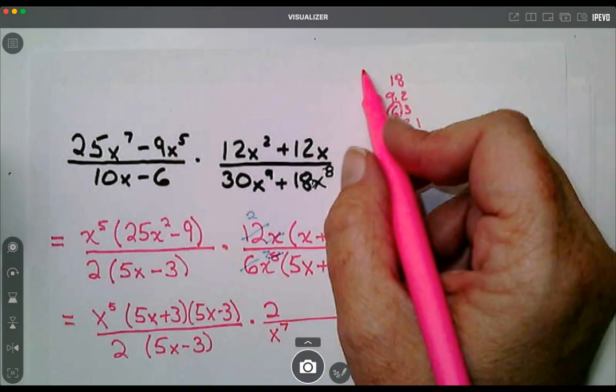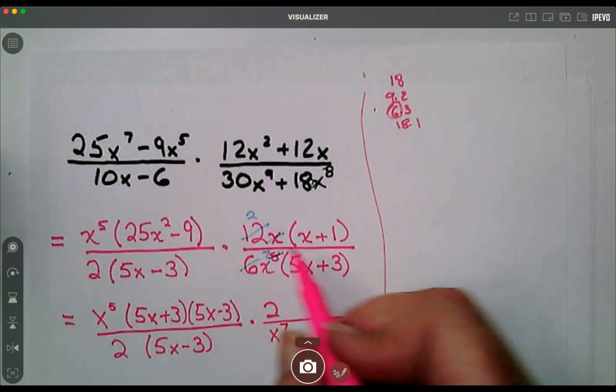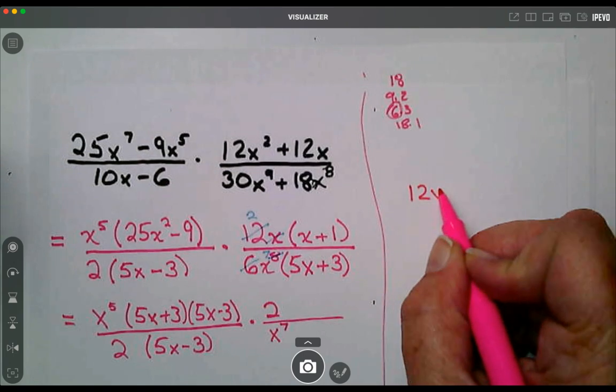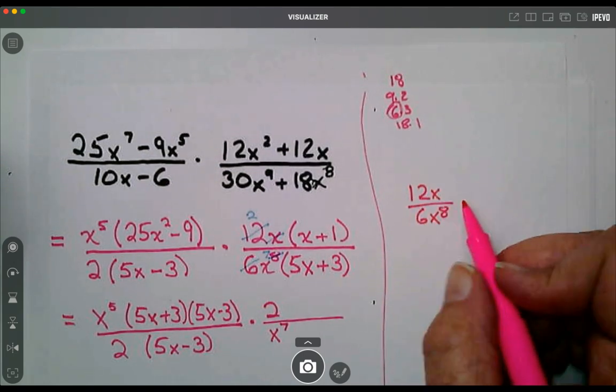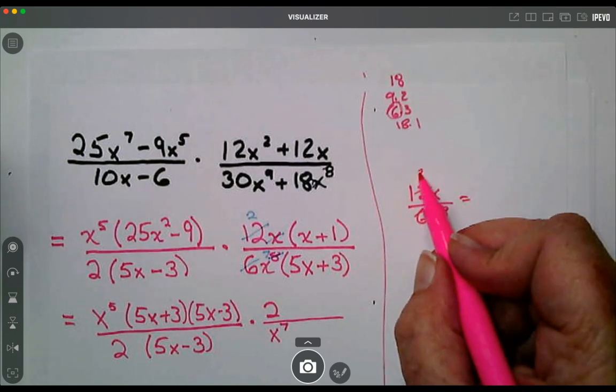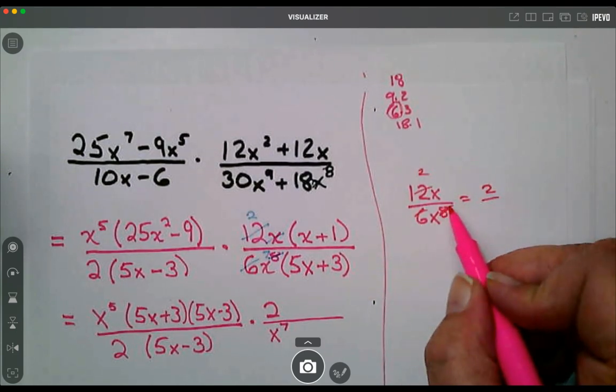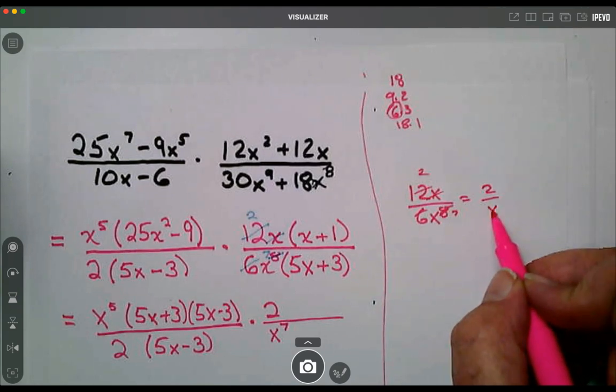You could also do that as side work. You could come over and say, what if my fraction were just 12x over 6x to the power of 8? Then it's a little easier to see. That would be 2 over x to the power of 7.